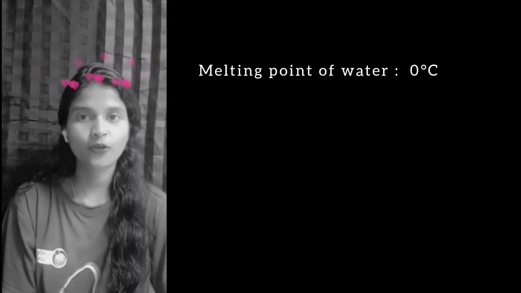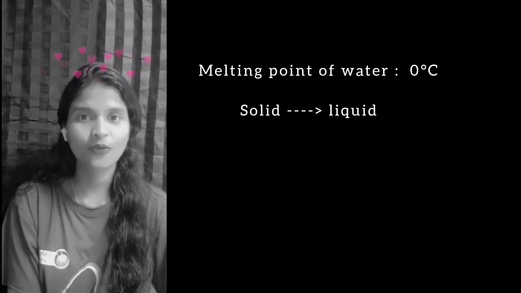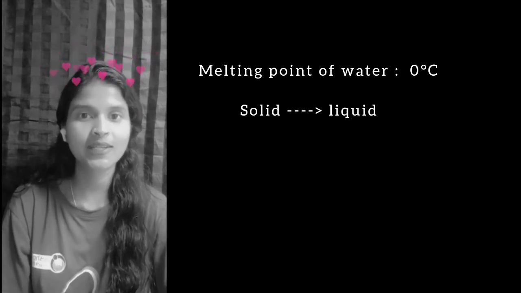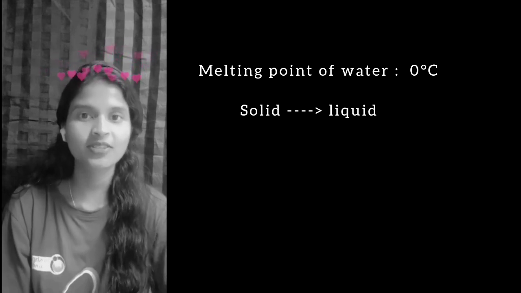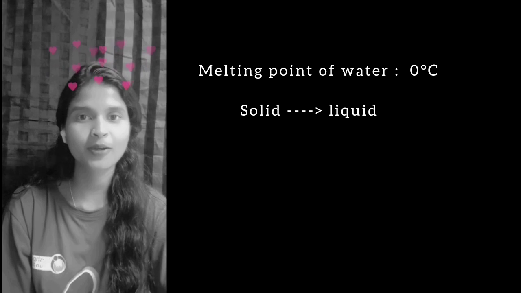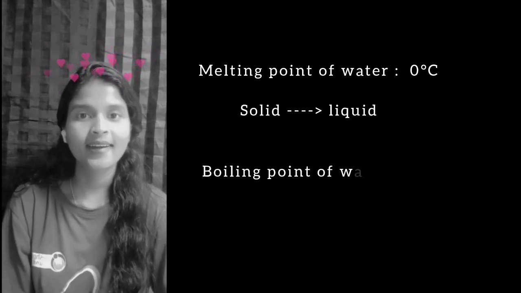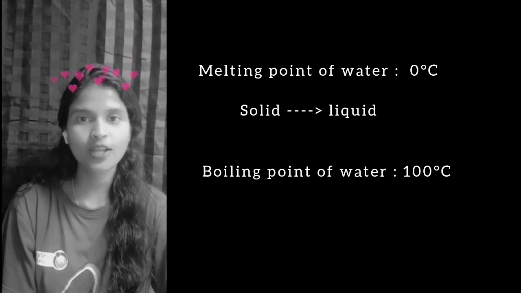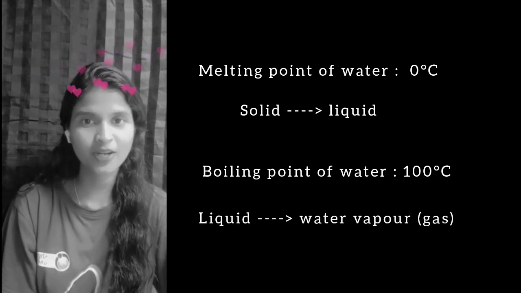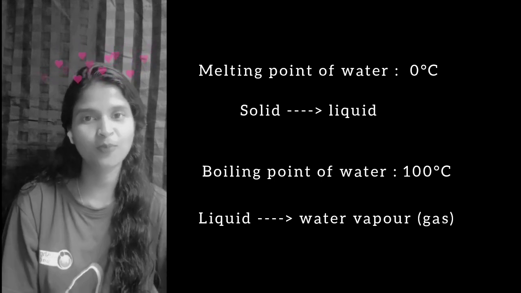The melting point of water is 0 degrees Celsius. Here, the solid state of water, that is ice, starts to melt at 0 degrees Celsius and turns into liquid water. So 0 degrees Celsius is called the melting point of water, and 100 degrees Celsius is called the boiling point of water, as liquid turns into water vapor at this temperature, and the vaporization throughout the liquid is called boiling.